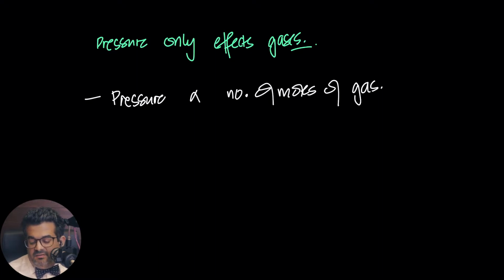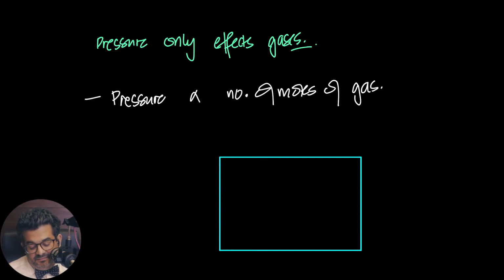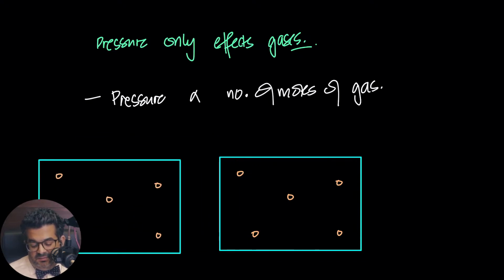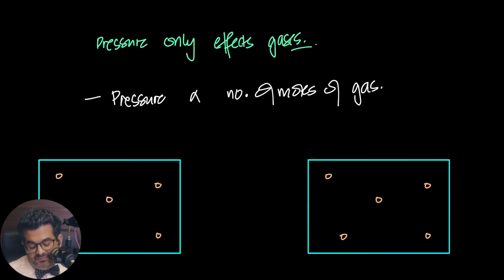Technically speaking, pressure comes from molecules bombarding the walls of the container. So if this is my container and I have some molecules, let's say 4, 5, and I'll duplicate this here and here. Now, on the left hand side, I have more molecules of gas. On the right hand side, I have fewer molecules of gas.